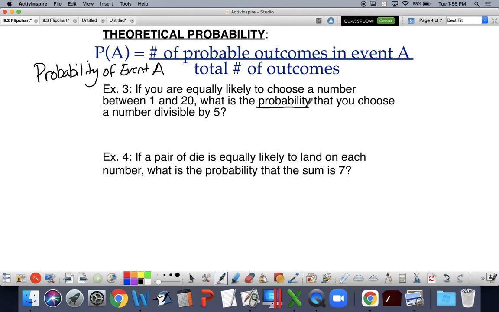Let's look at some different examples. If you're equally likely to choose a number between 1 and 20, what is the probability you choose a number divisible by 5? Right, so how many numbers are in our whole sample space? 20, right? 1 to 20. So that goes in my denominator, in my sample space. Now, how many numbers are divisible by 5? Well, let's list out what they are. Okay, what are the numbers between 1 and 20 divisible by 5? 5. 10. 15. Perfect. So that means I have 4 out of 20. And yep, I like to simplify fractions. 1/5.